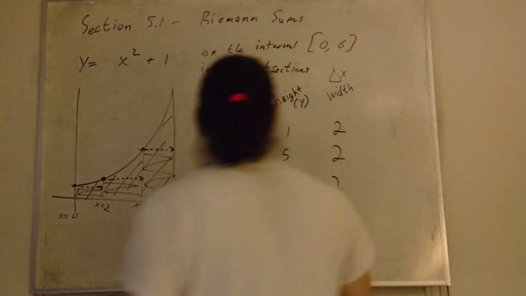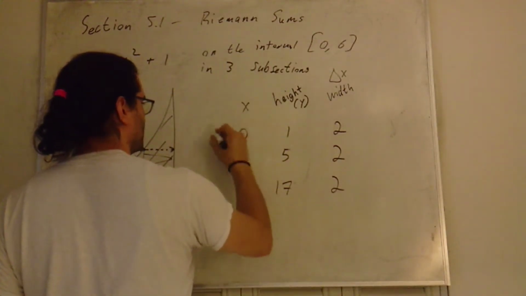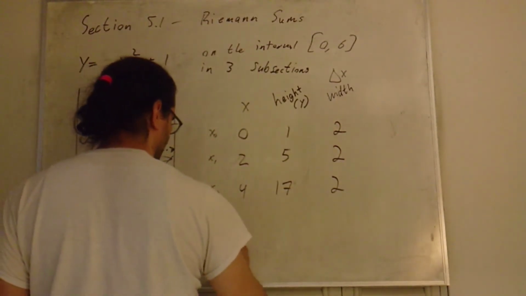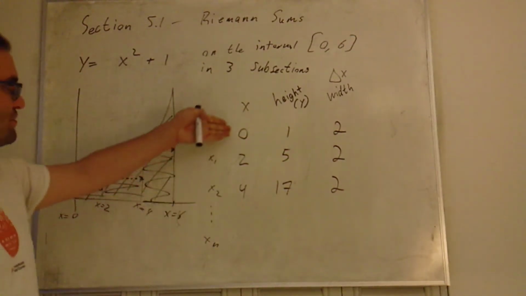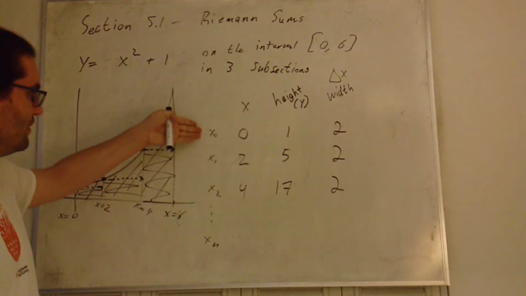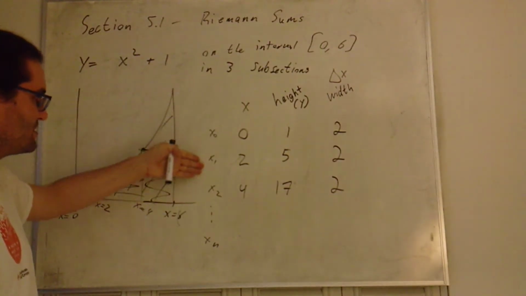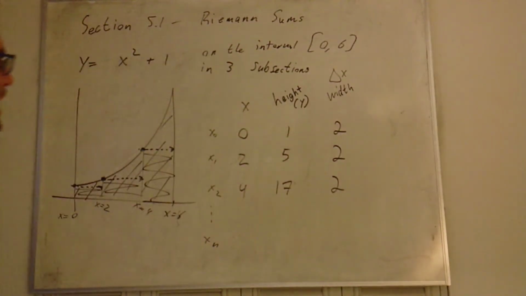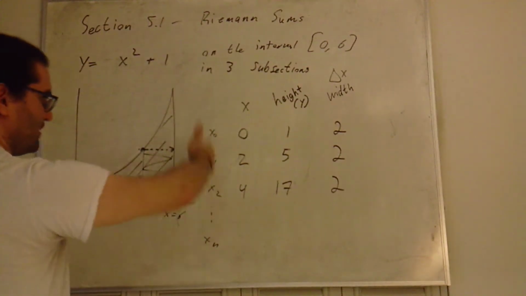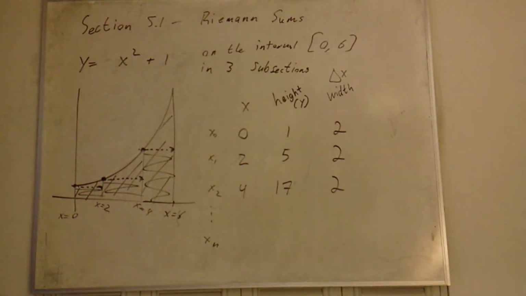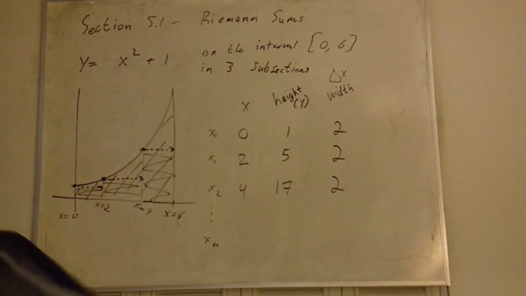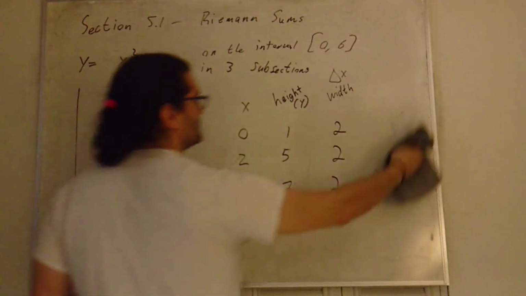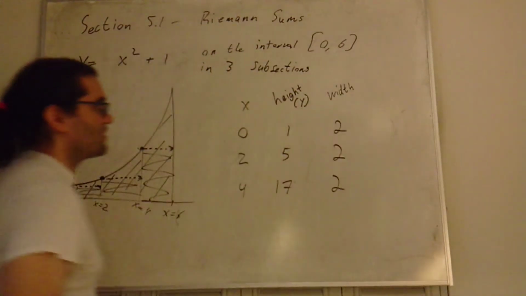Also, I should say the book calls these values x naught, x1, x2, dot dot dot, x sub n. So these x values are named with x's with subscripts, and these widths are called delta x. I tend to not worry about this notation. I feel like this is just extra notation that doesn't make anything more clear. I think it just makes everything feel more fancy, which is probably why the book does it. I will just call these x values and widths.